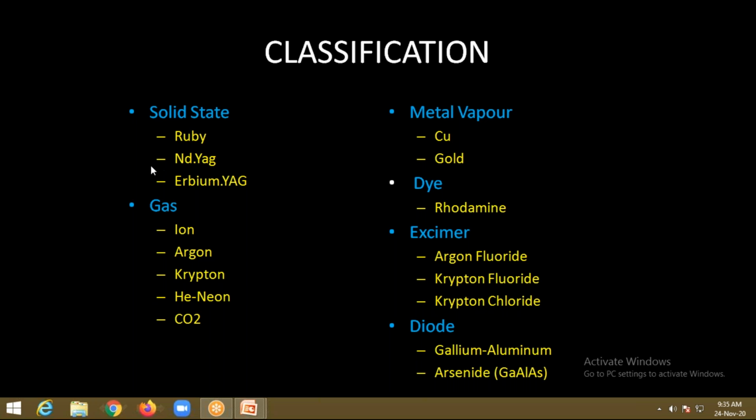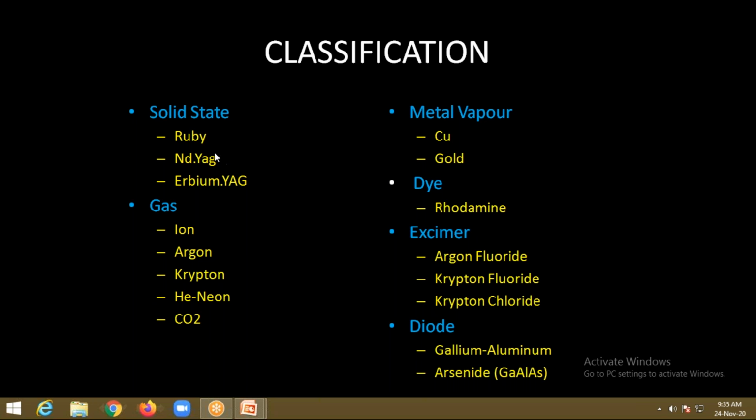Each type of laser has its own application. For example, the excimer laser is used in LASIK, refractive surgery. When a patient undergoes LASIK or femtosecond laser refractive surgery, what type of laser are we using? We are using an excimer laser because it has less penetration into the eye, and it gets absorbed at the corneal level.